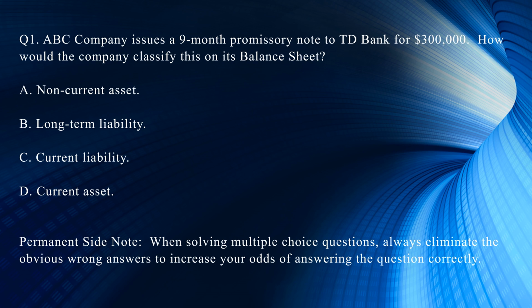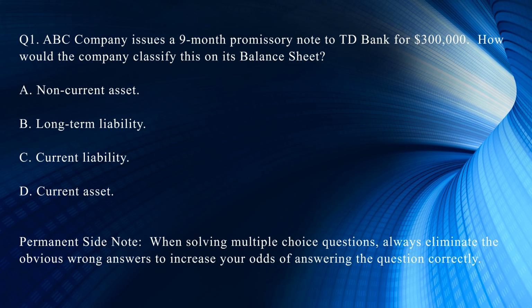So we're left with B and C. B is long-term liability. Let's look at that. What's wrong with long-term liability and why is it not the answer to the question? The reason why it's not the answer is because ABC Company is issuing a 9-month promissory note for $300,000. In 9 months they intend on paying this liability, this promissory note, back to the bank. So it wouldn't be a long-term liability. So we can move on to C, current liability.